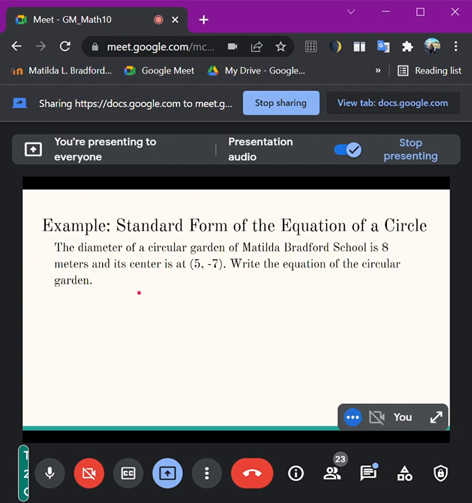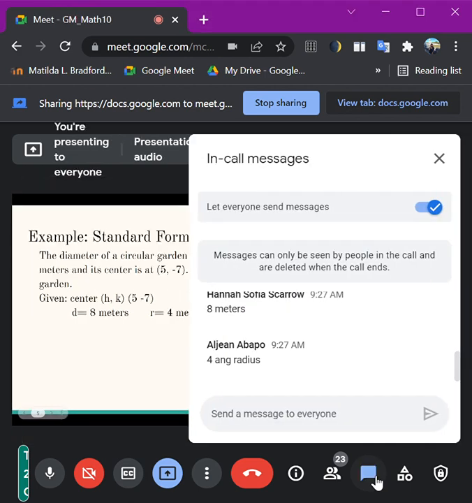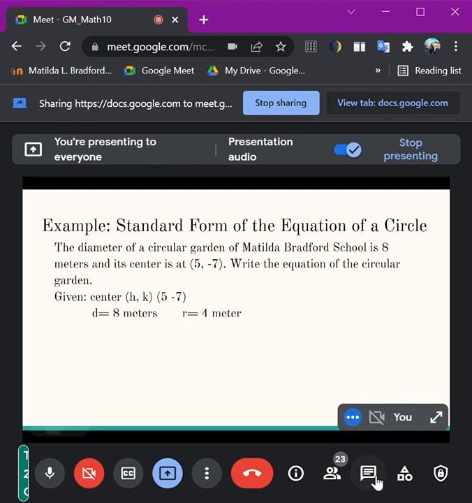Right? That is given. So the given is, center is 5, -7, and then, since the diameter given is 8, and we said that the radius is half of the diameter, you're just going to divide your diameter of 8 by 2 so that you can get the radius of 4 meters. Okay? Because the radius is what we use in the formula, not the diameter. Now, class, with the given that we got, what formula are we going to use? Is it 1 or 2?